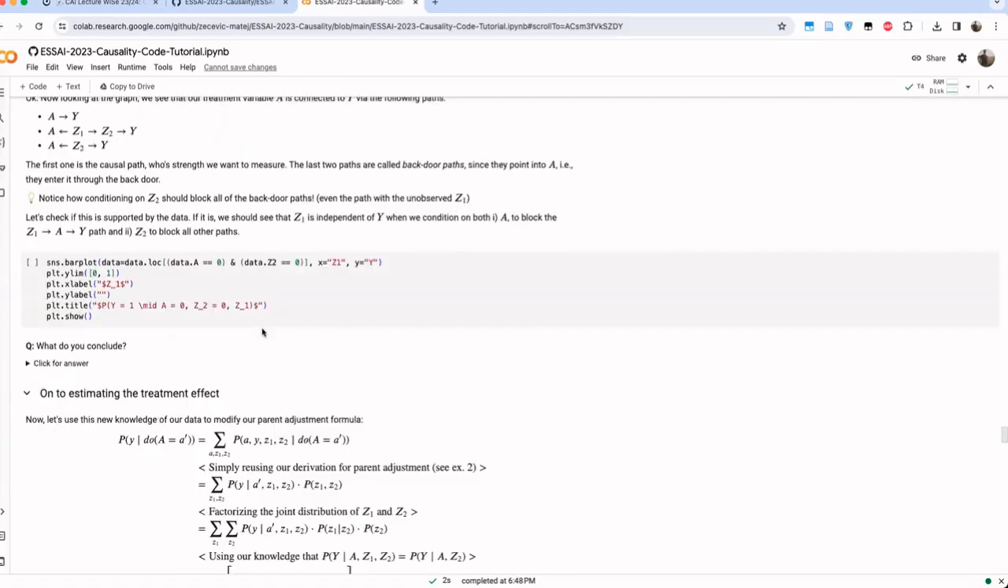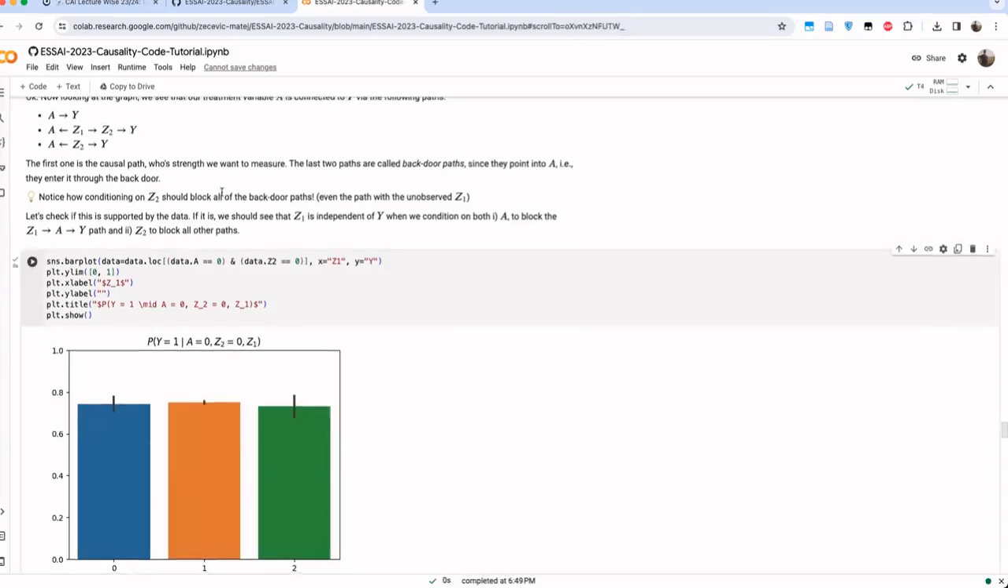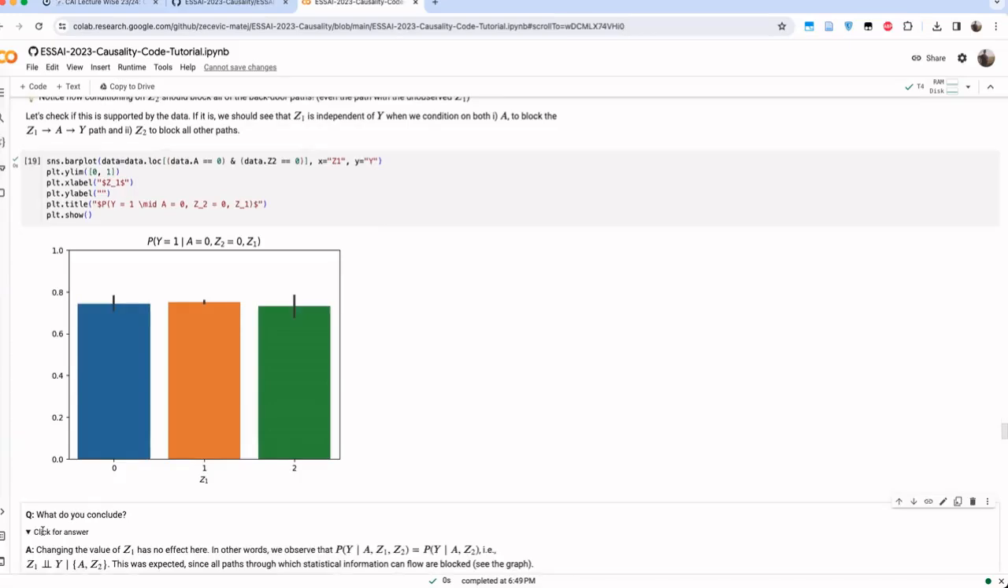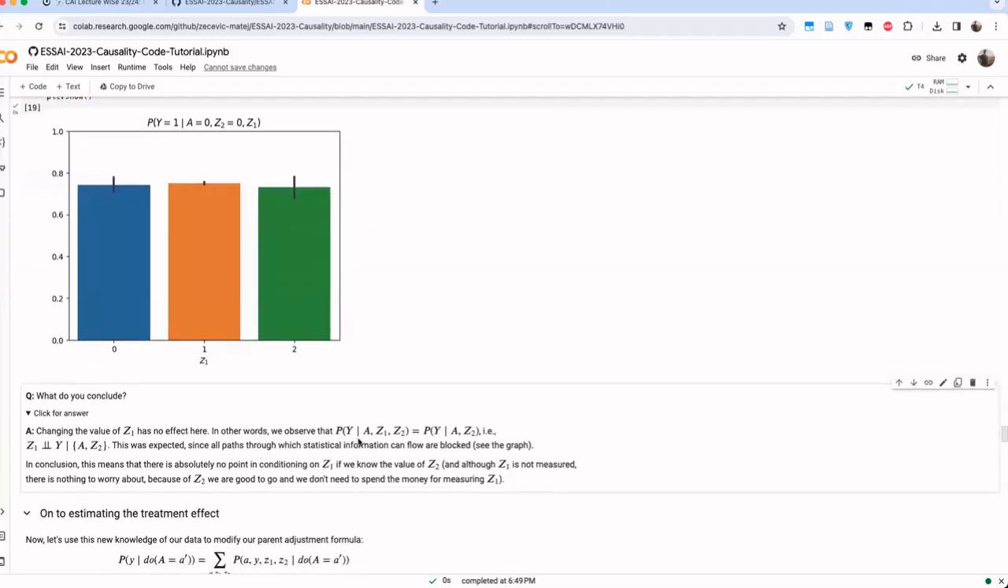So let's check this also with our plots here. So that's what we're going to look at now. And what we can see now is that if we know that A is 0, and we also know that Z2 is 0, then varying Z1 will render Y independent of these others, right? So what do we conclude now? Well, changing the value of Z1 has no effect. So in other words, we observe that the probability of Y given A and the Zi's is just the same as given A and Z2 only. So Z1 and Y are independent given A and Z2.